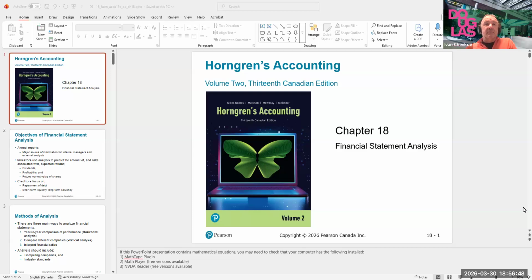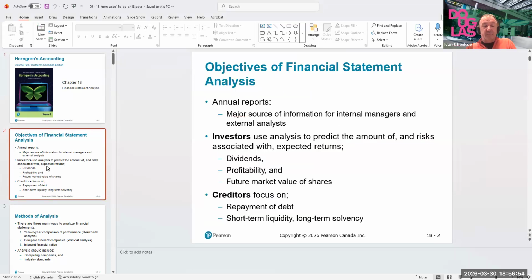So let's start with the purpose and where we're getting the information from. Obviously, financial statement analysis is based on the financial statements. As you already know, we have five financial statements. When somebody says financial statement, they have five elements inside.